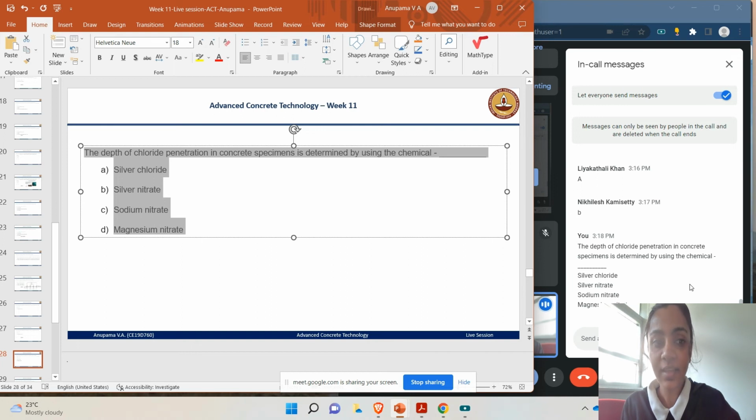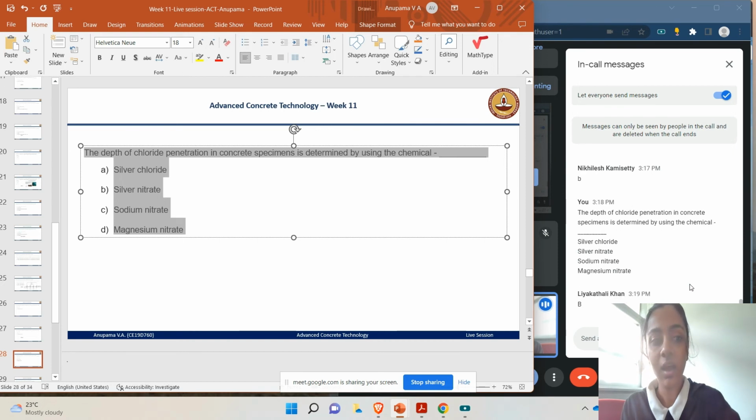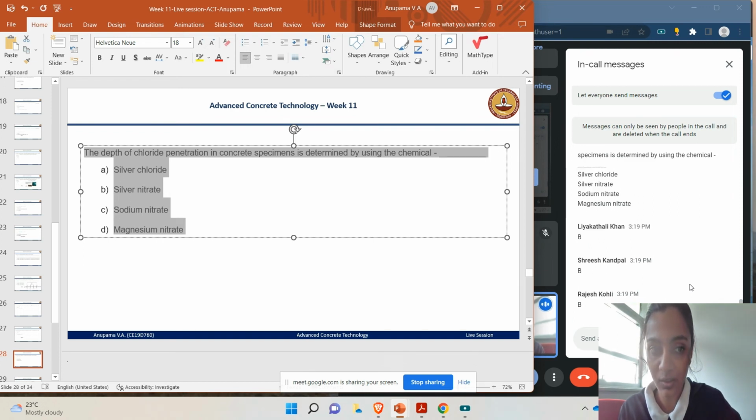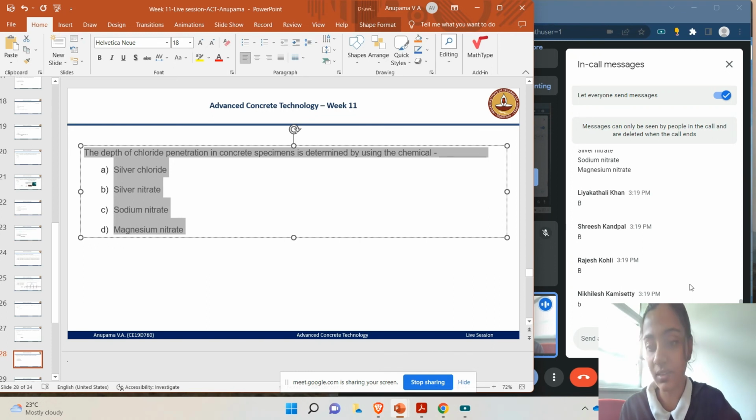In order to understand the depth of chloride penetration, we can use a chemical. We can cast the concrete, expose it to chlorides, and then cut it and use this particular chemical to assess how much chloride penetration has occurred. So, which chemical is used to understand the depth of chloride penetration? Is it silver chloride, silver nitrate, sodium nitrate, or magnesium nitrate?